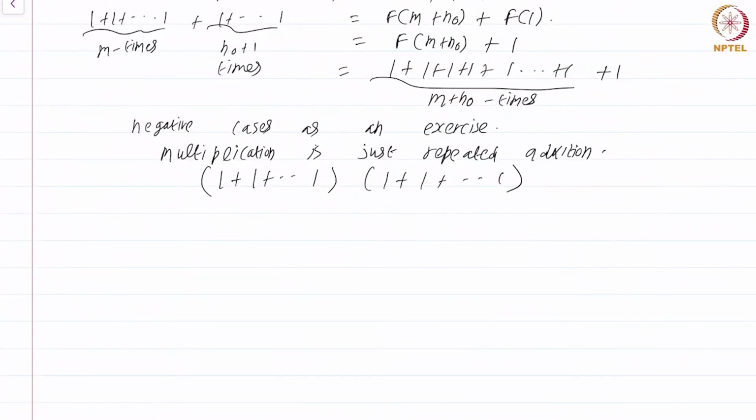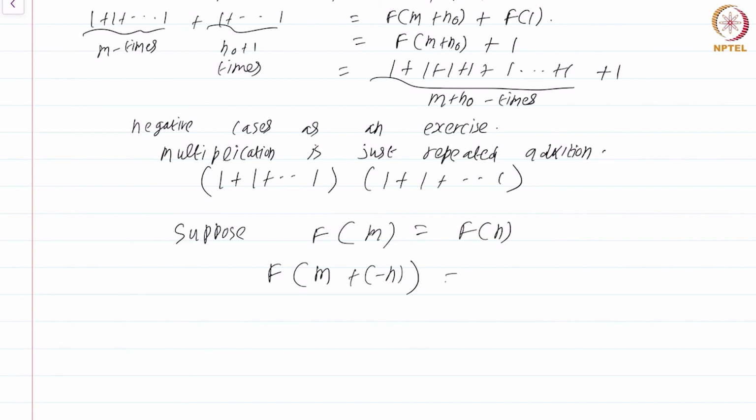Okay. Now we still have to show that f is injective. So suppose f of m is equal to f of n, then we immediately get f of m plus minus n is equal to 0. Okay, which means f of m minus n is equal to 0.